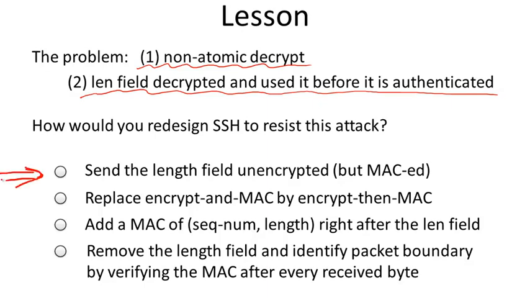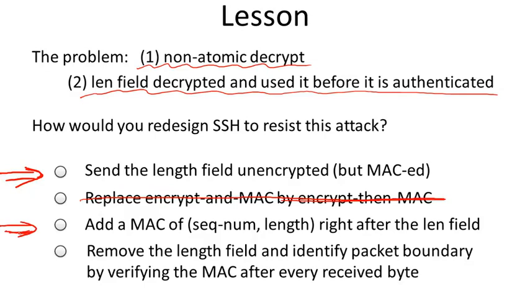One option is to send the length field in the clear, just as in the case of TLS. In this case, there's no opportunity for an attacker to submit a chosen ciphertext attack because the length field is never decrypted, and so there's no decryption taking place that the attacker can abuse. Replacing encrypt-and-MAC by encrypt-then-MAC doesn't have any impact because this attack would apply either way. The problem is that the length field is used before it's authenticated, and that would have to happen either way. So a better mode of encryption doesn't actually help.